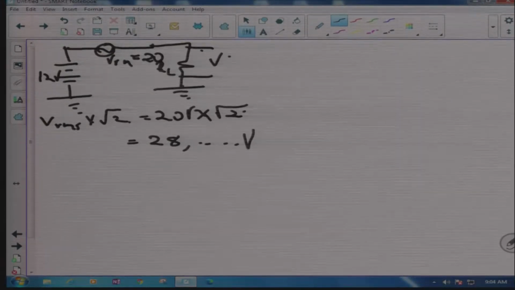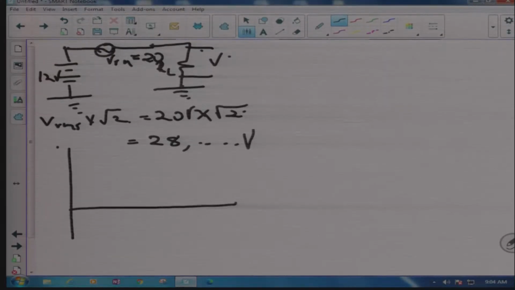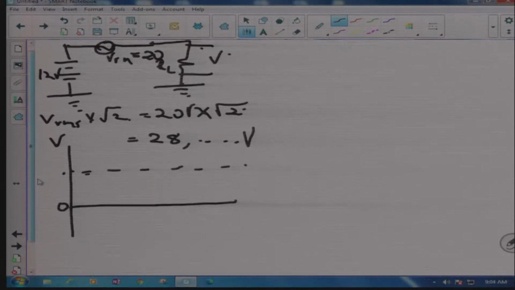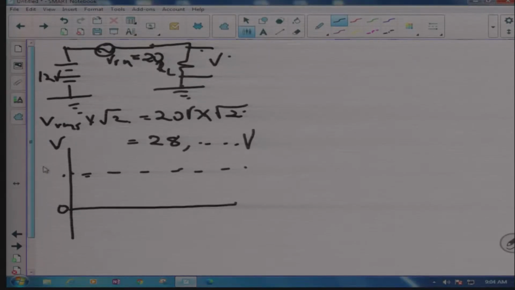Now, we're going to have a look at something. What will you see on the oscilloscope? You're going to see a waveform which is like this. This is my zero line. This is my voltage. This would be my DC, VDC, which is 12 volts. Now I'm going to have something like this. It goes up there, and it comes down there. Now, this point is my V maximum.